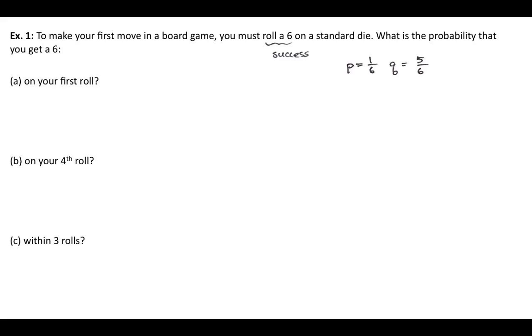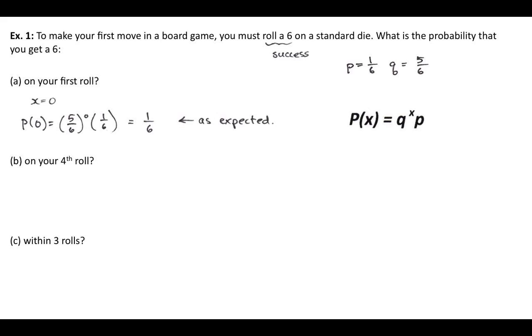If I want to get it on my first roll, then that means I haven't had any failures first. So I'm looking for the probability of 0 failures. I'm going to do q to the 0 times p. So q to the 0 is 1, times 1/6. I don't have any failures, and I get my success on the first try. That's basically what you'd expect. You could just do it simply: what's the probability that you get a 6 on your first roll? Well, it's 1 in 6.